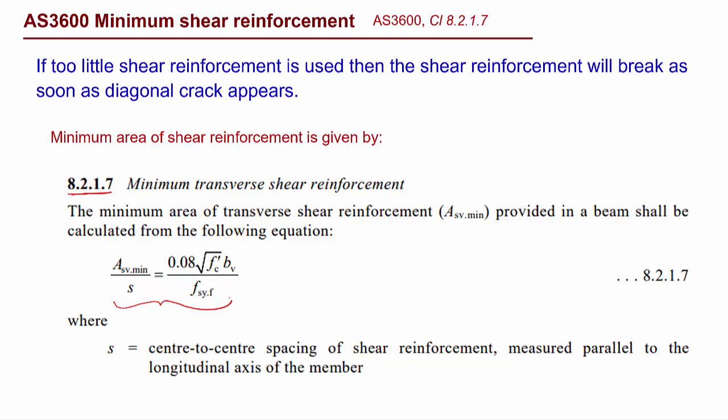And in this equation, s is the center-to-center spacing between the shear reinforcement as before, and fsy.f is again the yield strength of the stirrups or the fitments, and bv is the width of the beam if it is a rectangular beam, and the width of the web of the beam if it is a T-beam.